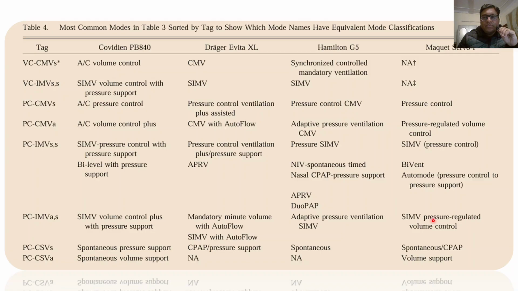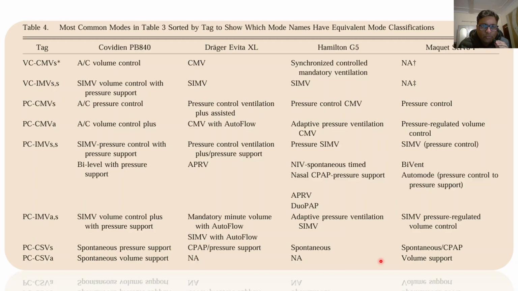If you add SIMV PC PS to PRVC, since you are adding spontaneous breaths by using SIMV, the additional secondary breath is spontaneous. So the sequence as a whole will become IMV, not CMV. So it will be pressure control IMV A, S: adaptive for the mandatory breaths and set point for the spontaneous breaths, because those will be pressure supported, and pressure support is set point targeting. This will be PC IMV A, S.